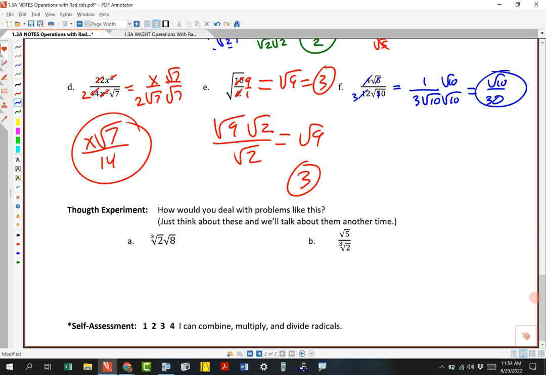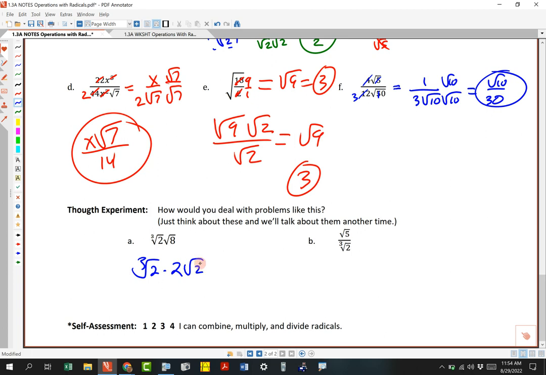D. Cube root of 2 plus 2 square root of 2. Are we adding? Multiply. We're multiplying. Okay, so cube root of 2 times 2 square root of 2. Is that the end answer? Lizzie?